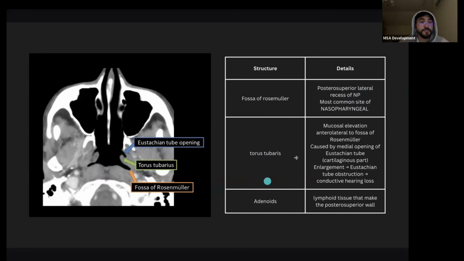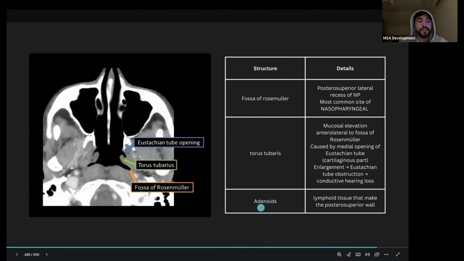Then you have the torus tubarius. Okay, here you have mucosal elevation anterolateral. So it's in front of the fossa of Rosenmuller, and this is caused by the medial opening of the eustachian tube. If this gets enlarged, it will block the eustachian tube, and you can have something called conductive hearing loss. And then we have something else called the adenoids.